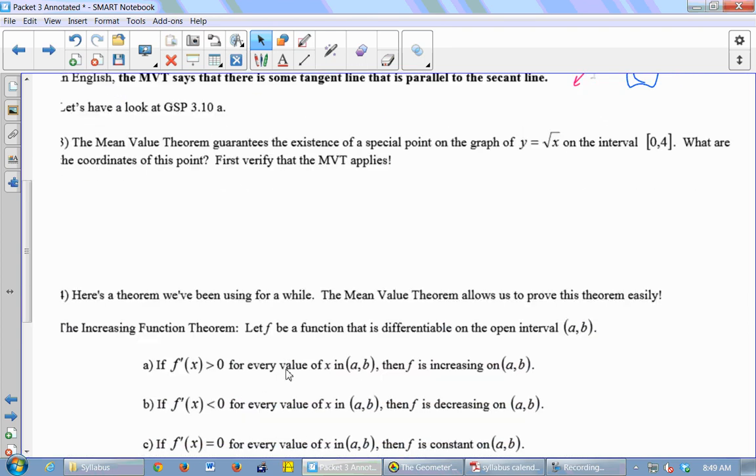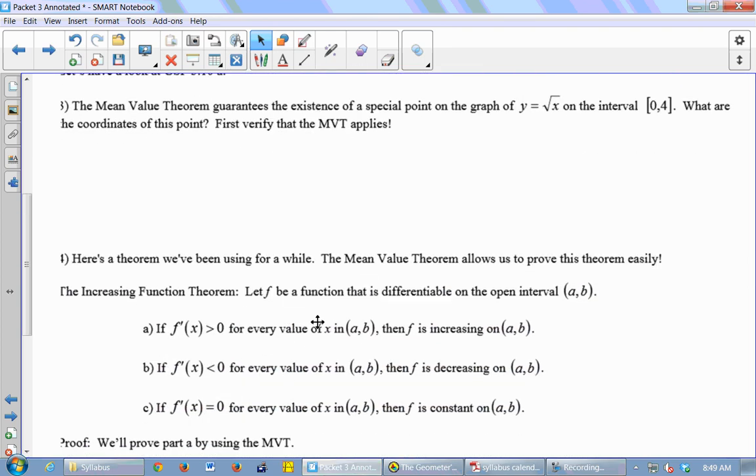So the mean value theorem guarantees the existence of a special point on the graph of y equals the square root of x on the interval 0 to 4. What are the coordinates of this point? First, we have to verify that the mean value theorem applies, which means we have to ask ourselves, is that function smooth and continuous on the interval 0 to 4? Square root x. Is it continuous? Smooth? No jagged, sharp edges? Yeah, so we can use the mean value theorem.